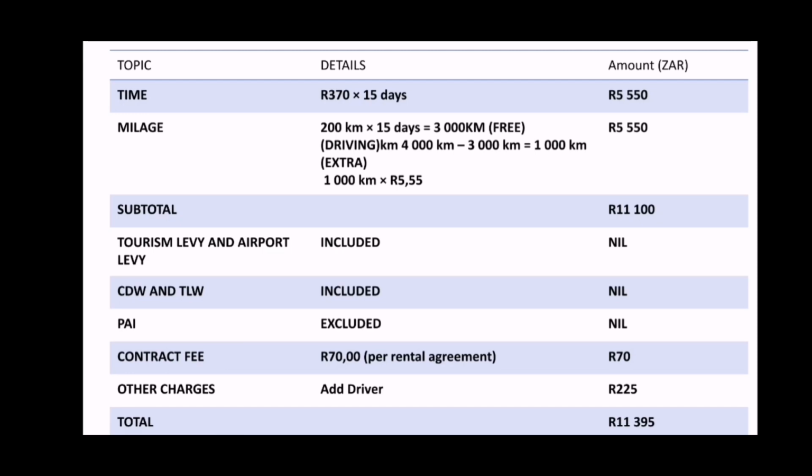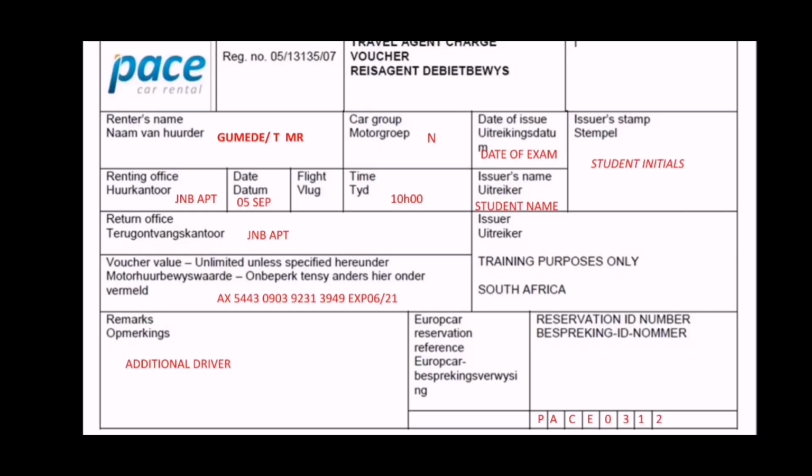Your other charges include the additional driver, who is charged at 225 Rand per rental period. So then from there, we simply add up the subtotal and all the other charges that go underneath the subtotal to get how much we are going to be charging the client, which is 11,395. Once this is done, you will then have to go in and write a voucher for your client.